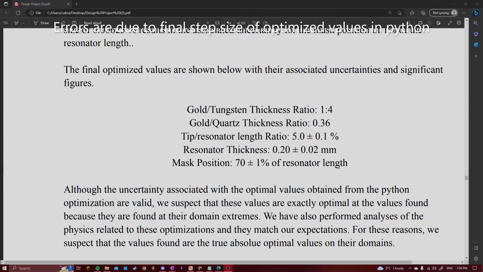So in conclusion, here are our final optimized values on screen right here, and it's important to note that a time-dependent solution would have been better so that we could have accounted for the out-of-phase effects of the temperature and piezoelectric expansion and deformation, but this is the best we could do within the limitations of Flex.